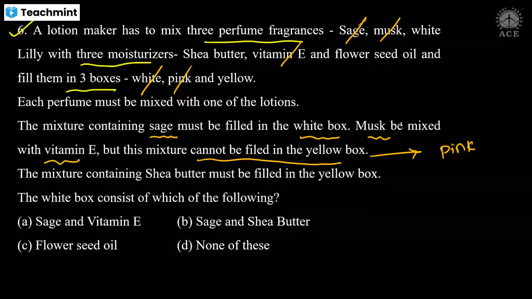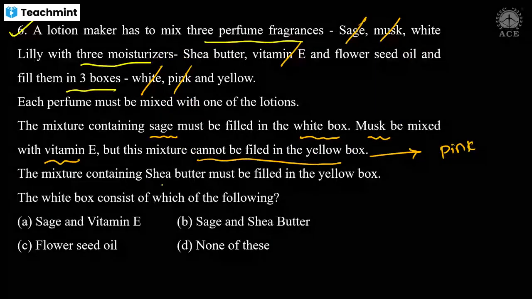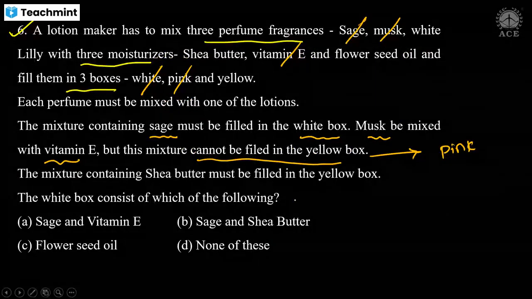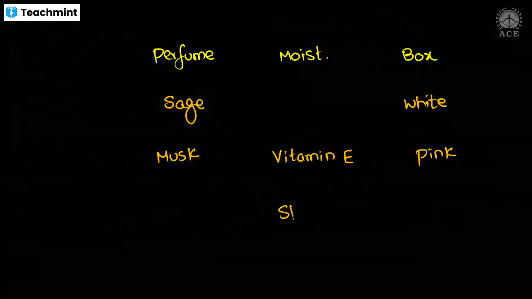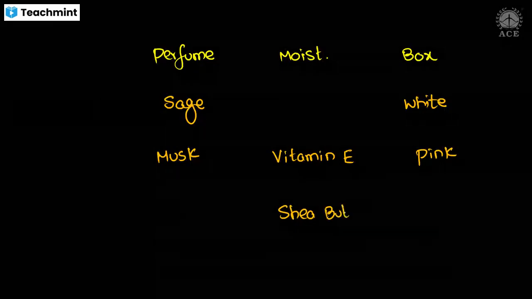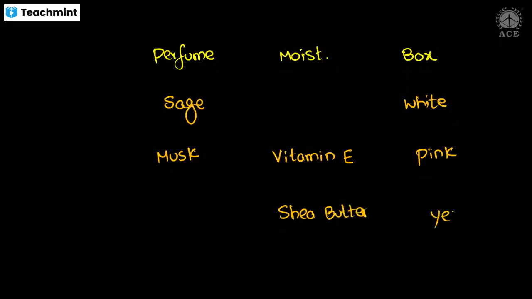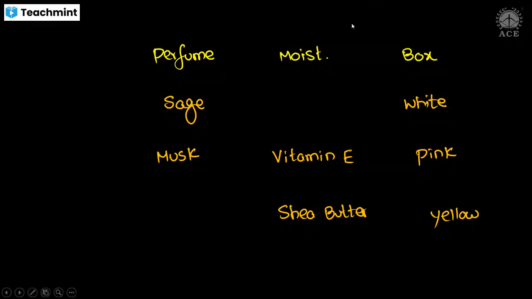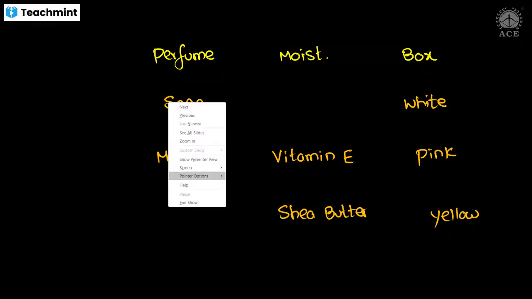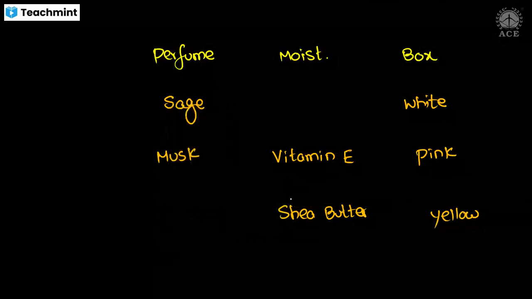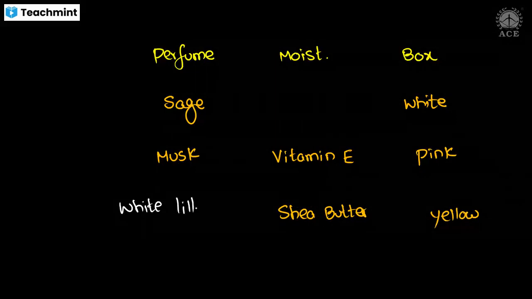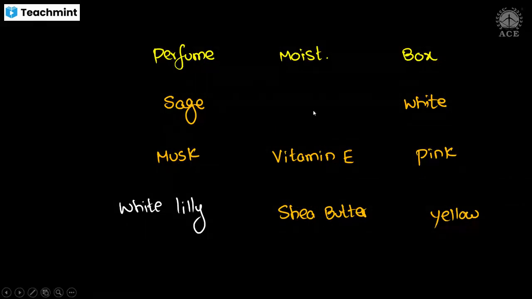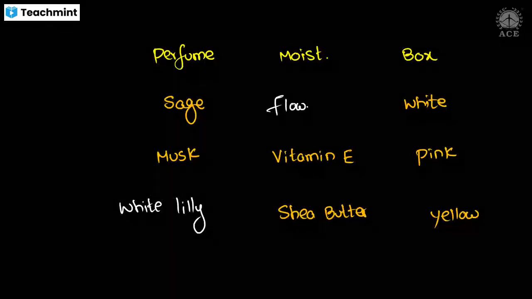Next, shea butter must be filled in the yellow box. Shea butter is a moisturizer that is occupied. So shea butter is in the yellow box. They mentioned that. So now obviously we can decide which moisturizer here and which perfume here. Here the perfume is white lily. And the moisturizer among the three is flower seed oil, right? So this is the data.